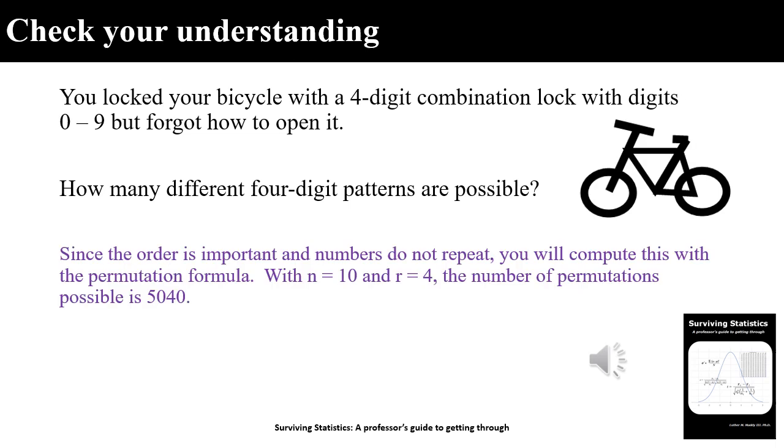Well, hopefully you guessed that you would use the permutation formula, because in this case the order is definitely important. First this one, then this one, then this one, and then this value. So using the permutation formula with n being 10, 10 possible digits, with r being 4 selections, the number of permutations possible is 5040. So you'll be there a long time trying to figure out what the correct combination is to open up your bicycle lock.